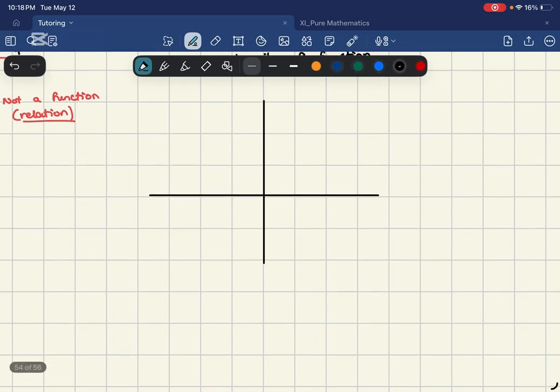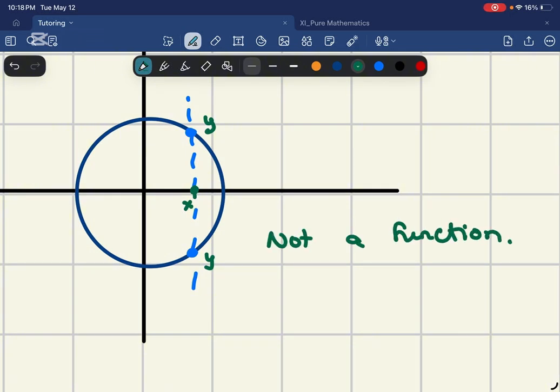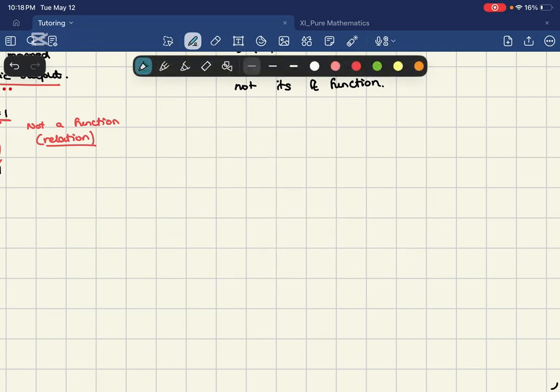But suppose I have something like a circle. So I draw my coordinate axes again, and I have something like a circle, like this. If I draw a vertical line, at any point, it's gonna intersect the curve at two different points. So for one x here, I have one value of y up, one value of y down. So one input is being mapped to two different outputs. It's not being mapped to a unique output. So this is not a function. This is a relation. So a function is a very special type of relation where one input is mapped uniquely to a specific output.